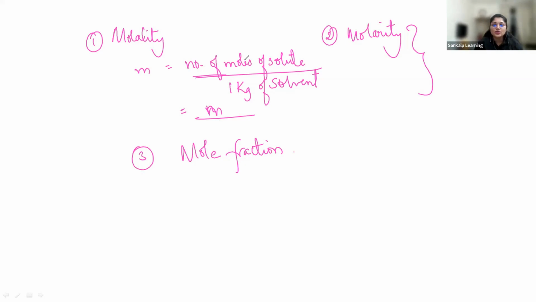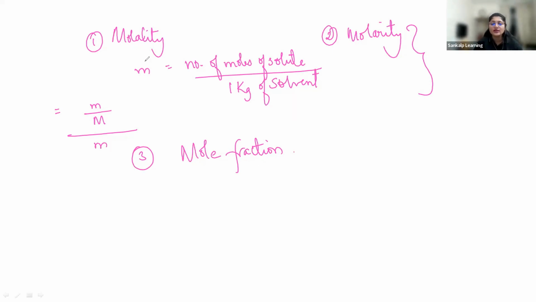Now, the number of moles is also depending on the mass. So I'll write it like this. Number of moles is the amount of substance taken, small m, by capital M, that is molecular mass, divided by 1 kg of solvent. So this is also in terms of mass, right? Mass is not temperature dependent. So molality does not depend on temperature.